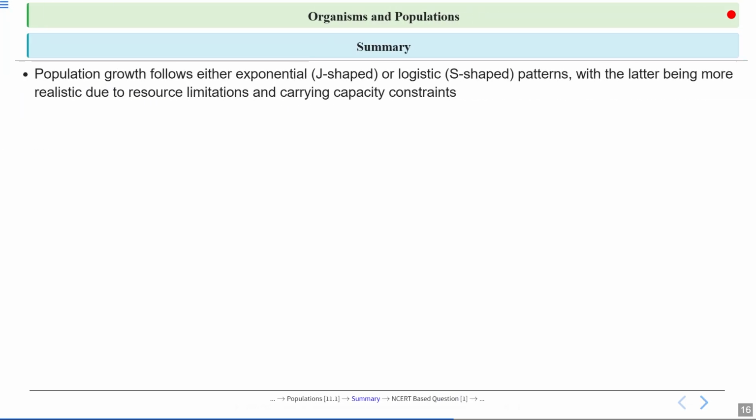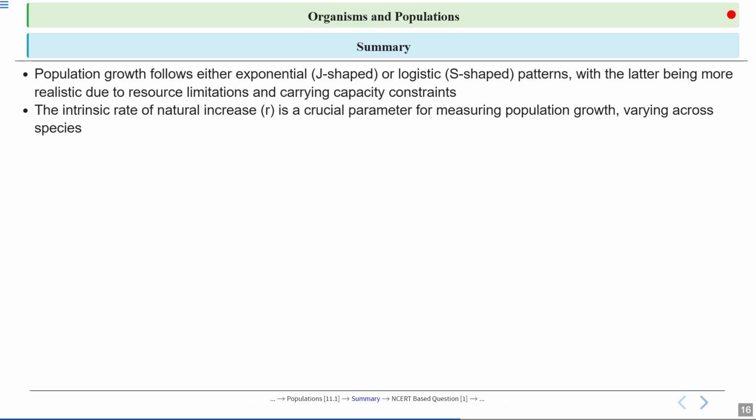Now let's summarize this entire lecture. We talked about the growth models, exponential and logistic. Population growth follows either the exponential model, where you get a J-shaped curve, or the logistic model, where you get an S-shaped curve, with the latter being more realistic as resources are always limited and carrying capacity constrains growth. Now, the intrinsic rate of natural increase, which is r, is a crucial parameter for measuring population growth, varying across the species.